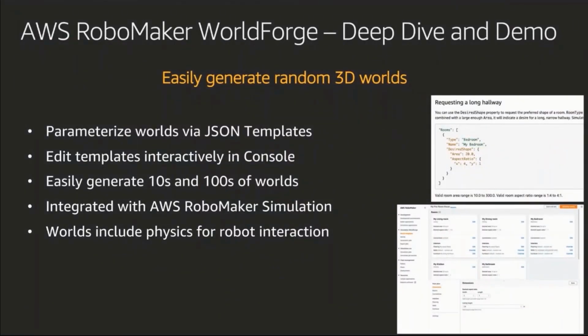AWS RoboMaker WorldForge is based on templates. The templates are JSON. We have an interactive template editor in the AWS console. You can use the console to create and customize your worlds and then easily generate tens and hundreds of worlds. It's integrated first class with AWS RoboMaker Simulation, and the worlds are fully physical. Today, I'll walk you through a demo of editing templates, generating worlds, and running in RoboMaker Simulation. Let's get started.